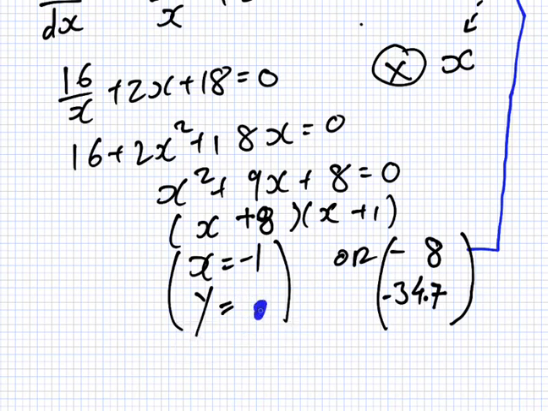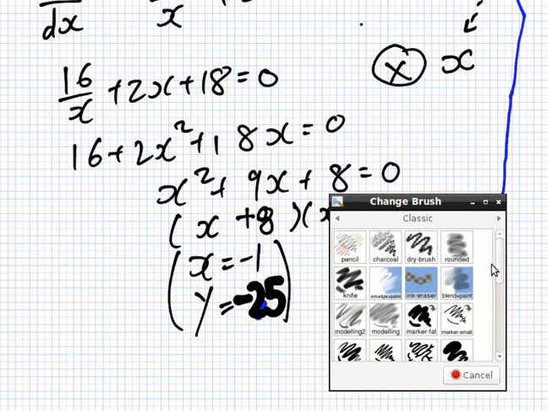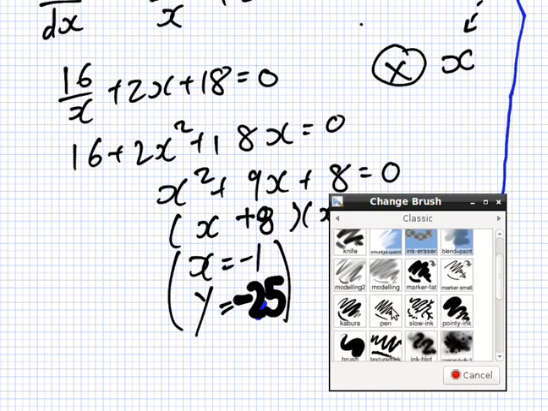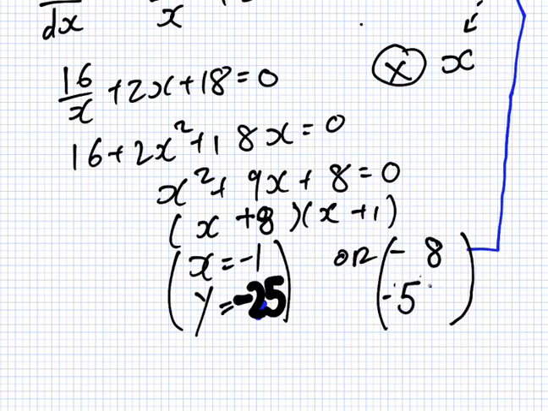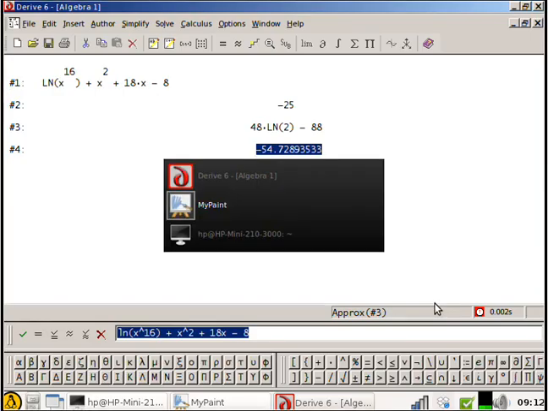Come on. Sorry, I have to fix my pen in a second. Hold on a second. Minus 54 point something, wasn't it? 0.773.